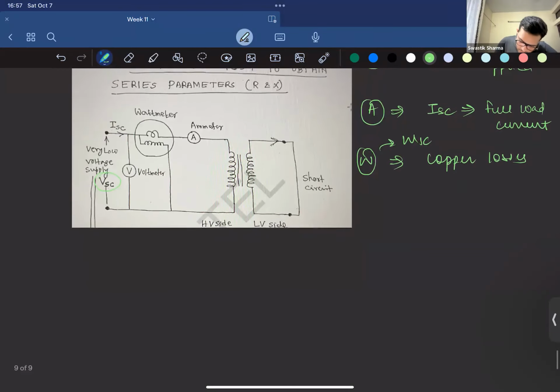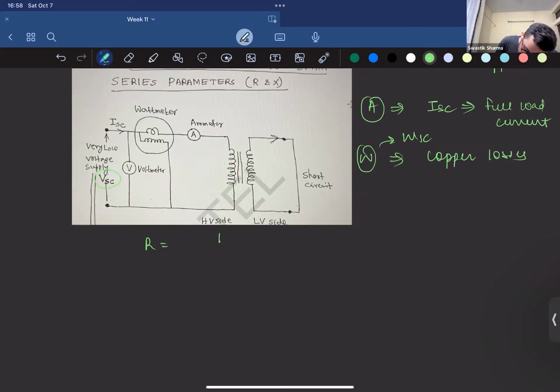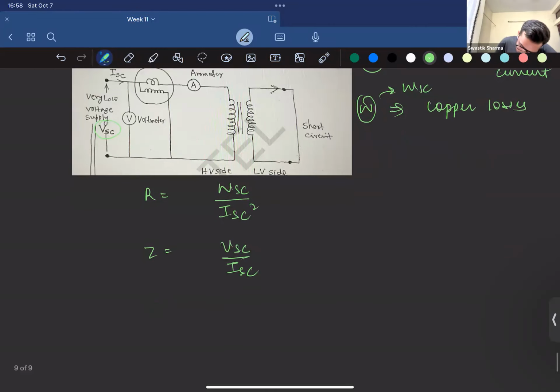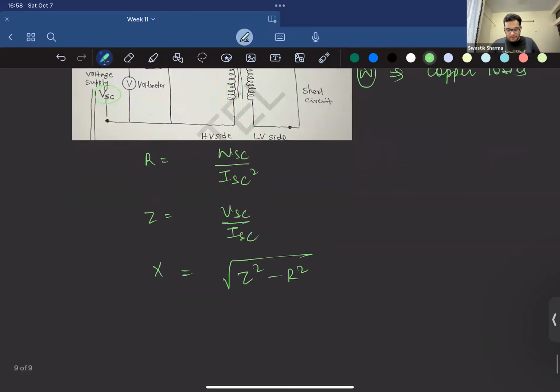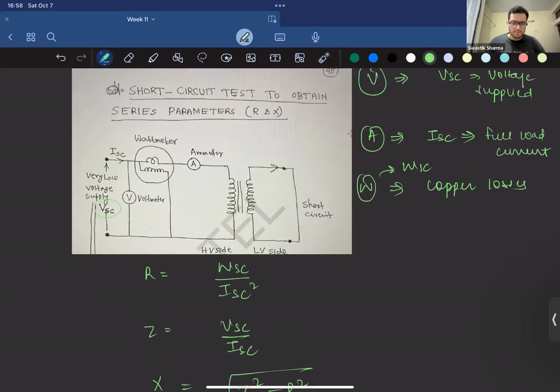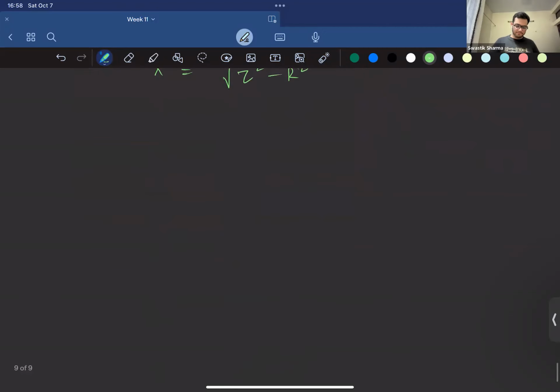So what is the resistance here? Resistance can be written as WSC upon ISC square, right? And we know Z is ESC upon ISC. We know this as well. So we can get the series reactance, which is the square root of Z square minus R square. So this is how you can calculate the series parameters using a short circuit test.